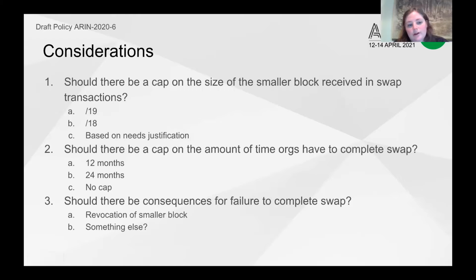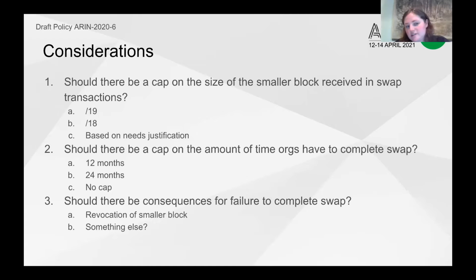So there are sort of three main issues that are being considered right now. Right now, there's a question of whether or not there should be a cap on the size of the smaller block that's received in the swap transaction. So this is the smaller block that the organization that's holding too much space would receive transfer of, renumber onto that smaller block, and then transfer out the larger block.